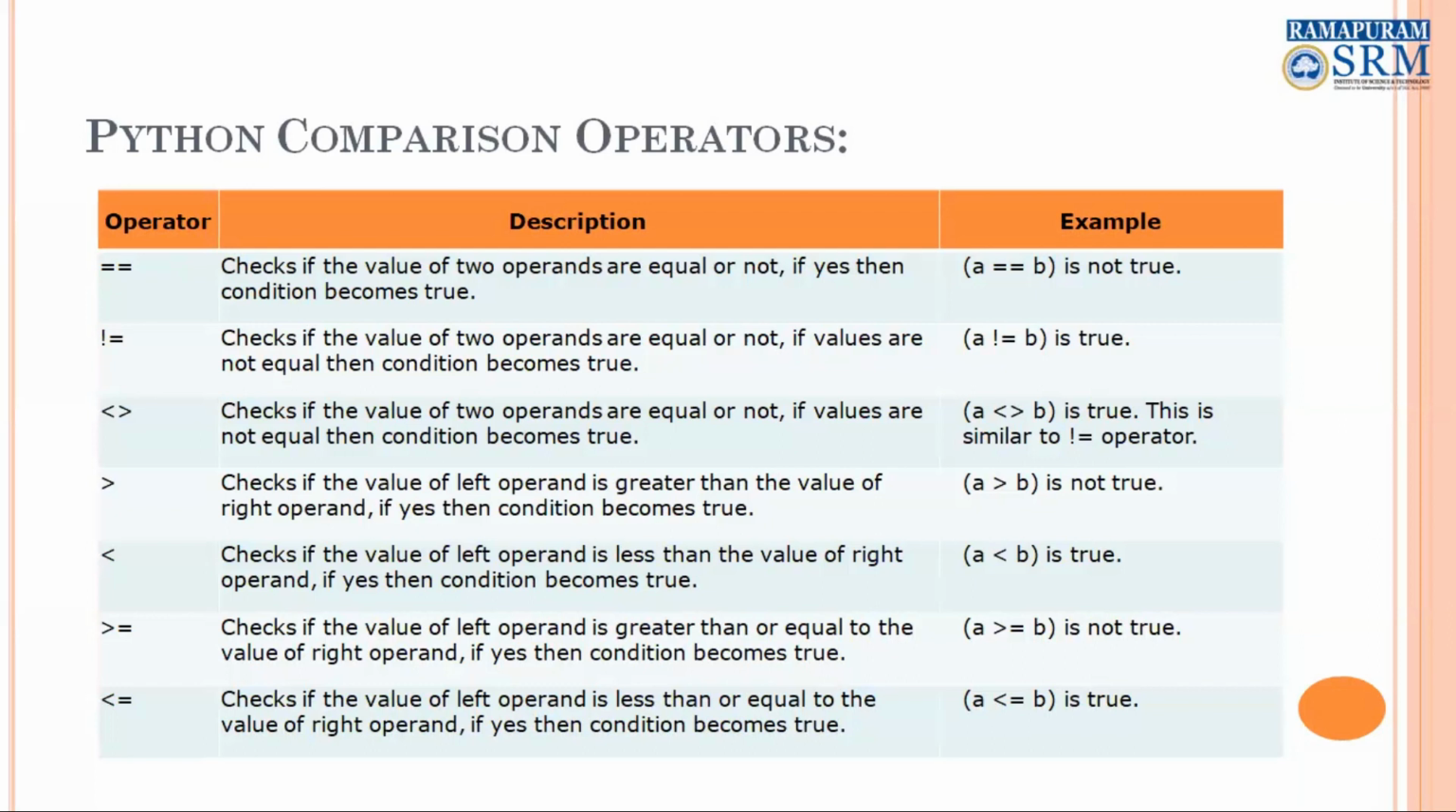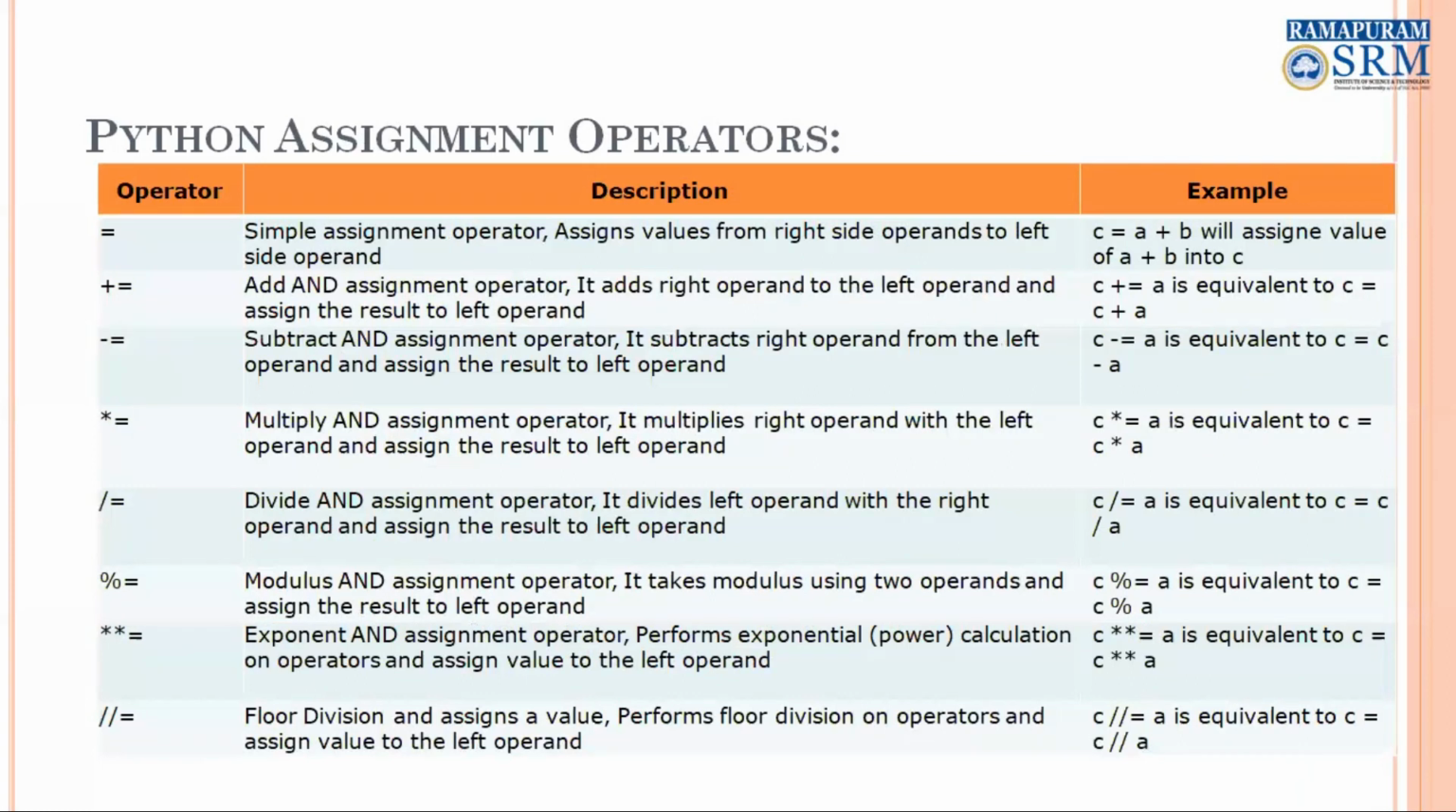Next one is the greater than operation. It just compares whether the A value is greater than B, in which case it is true, or else it is false. Likewise, greater than or equal to, less than, and less than or equal to symbols work. The next one, assignment operators.